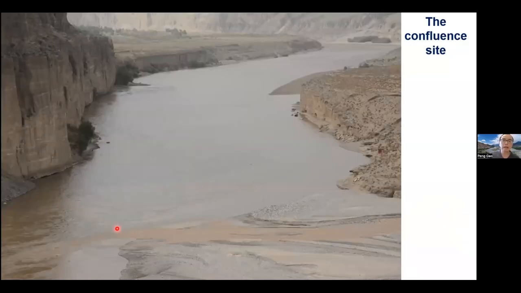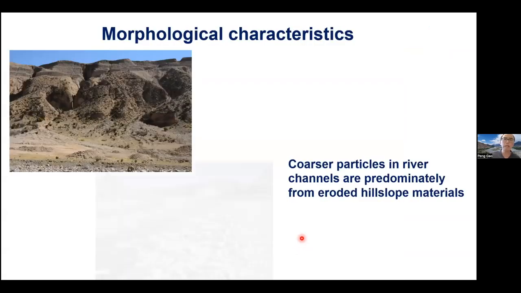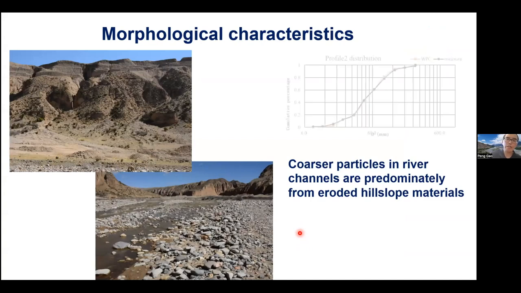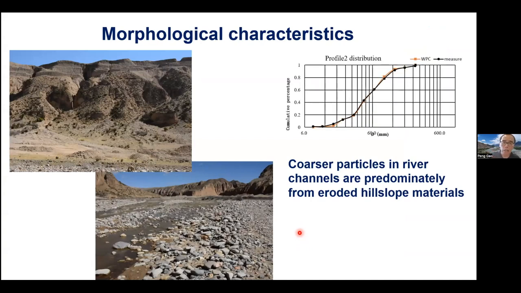This is at the confluence of this watershed, and the river actually joins into the main Upper Yellow River. And this part is actually the main Upper Yellow River. So basically, the major characteristics of this watershed is this particle size and its distribution.